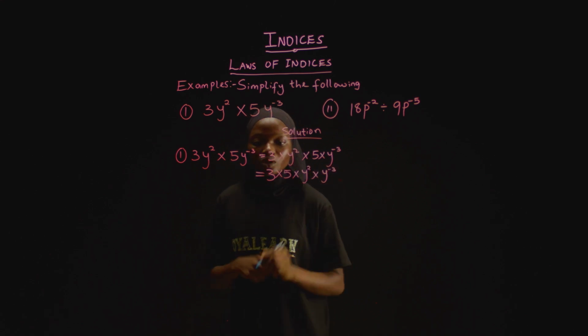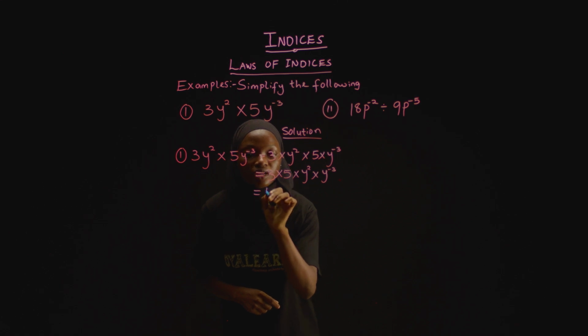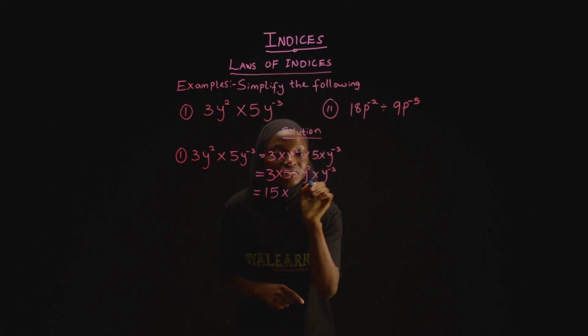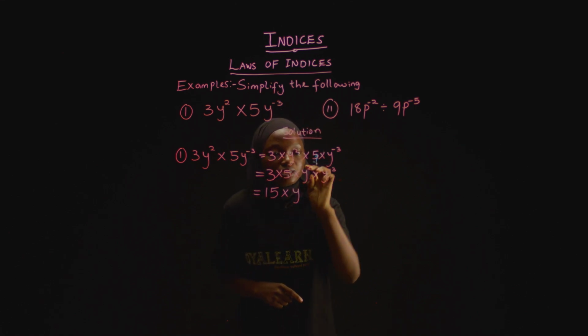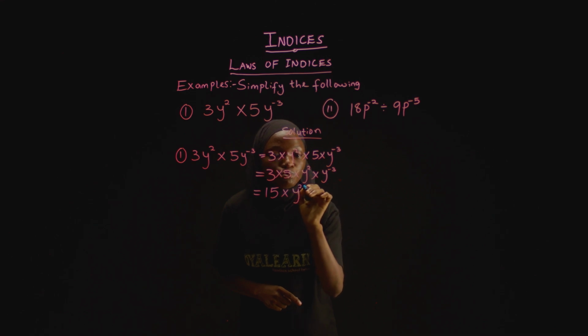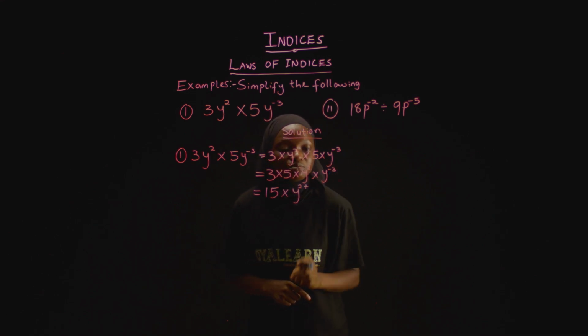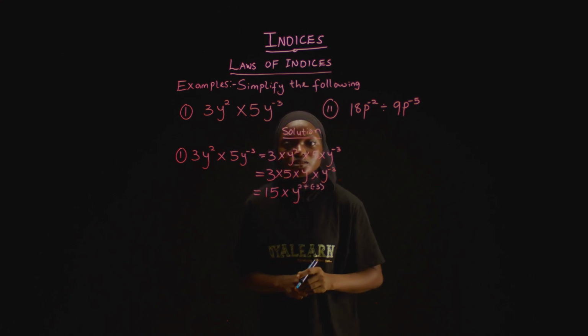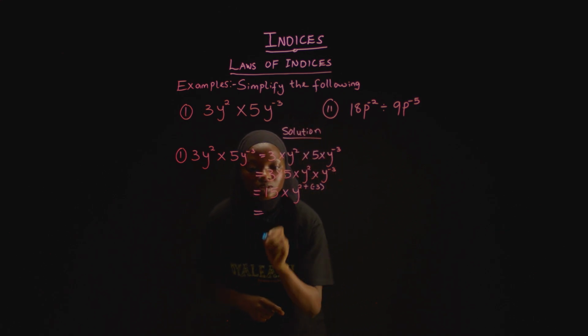Now here we can multiply 3 times 5, 15, times, here we can apply the multiplication law in indices. That is, since they are of the same base, write out one of the base, the power here 2 plus, now here you have the power here as minus 3, so we have to put it in brackets, minus 3, like this. Then we'll simplify further.